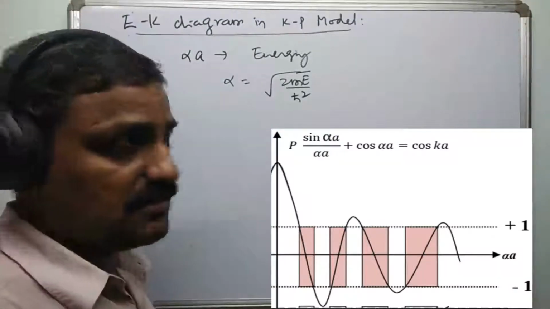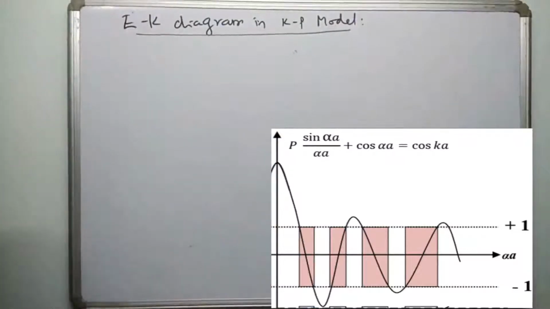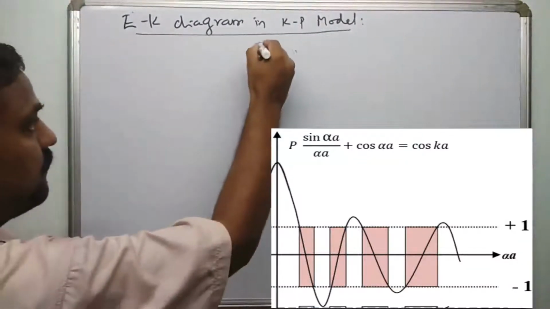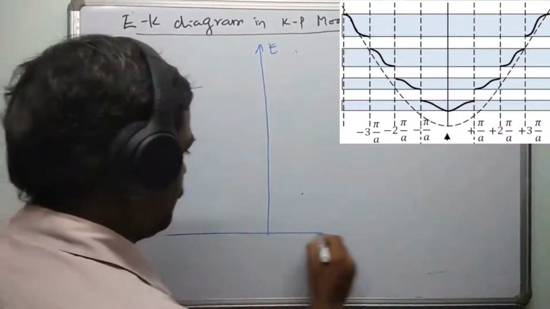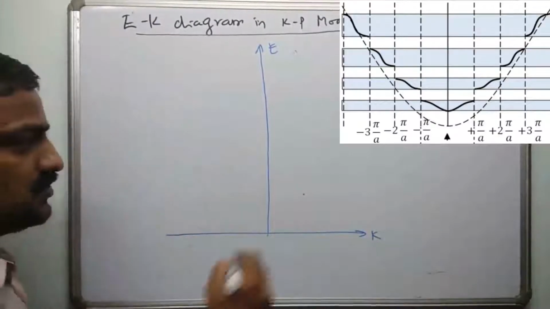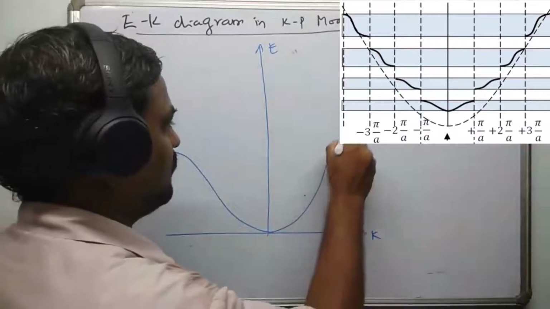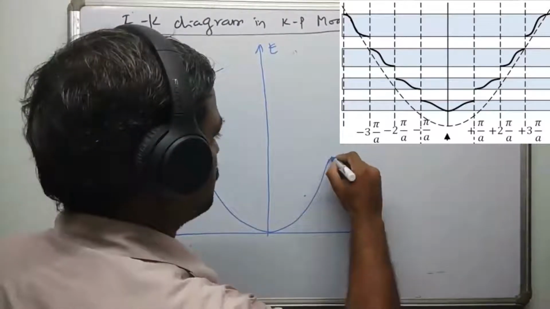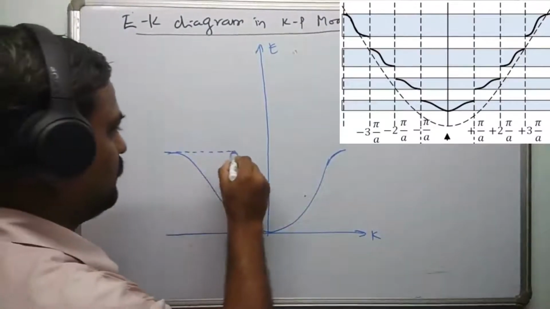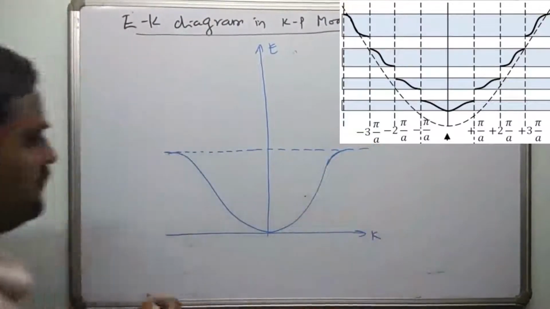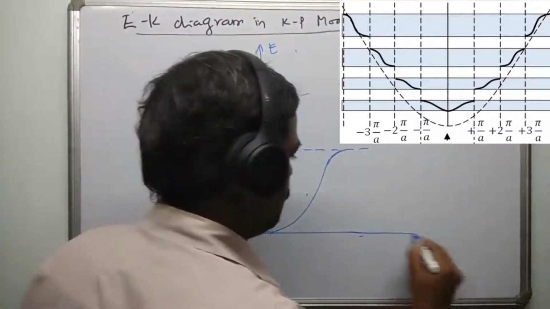If you try to sketch the E versus K, let me erase this. It is going to be something like this. So in the E versus K diagram, we are going to see this kind of parabolic structure. Of course, we can see energy gaps. If you further extend it this way and that way, you can see many more.